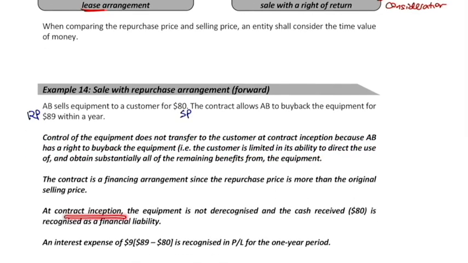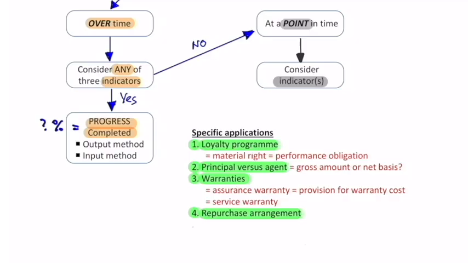At the start of the contract, we should account the $80 as a financial liability, and when they buy back, you have to pay another $9. This $9 is considered interest expense in P&L for the 1 year period. Please refer to page 832. Number 5. How do we account revenue from construction contract? Please refer to page 858.